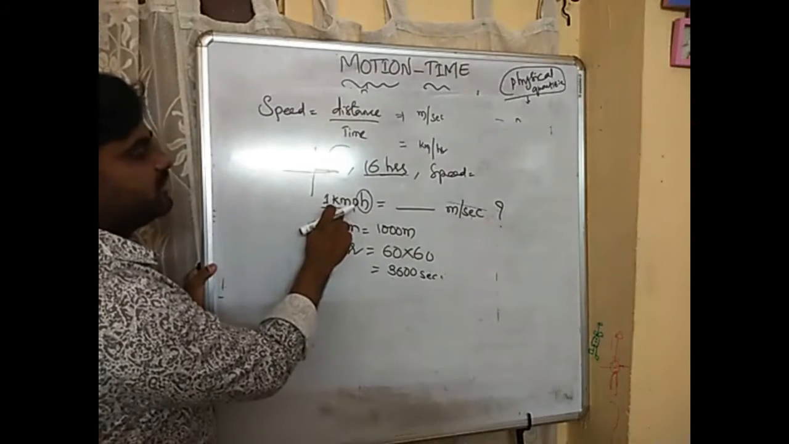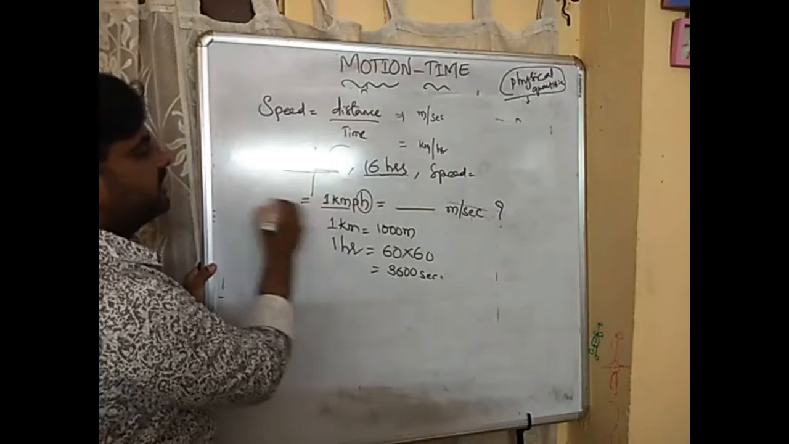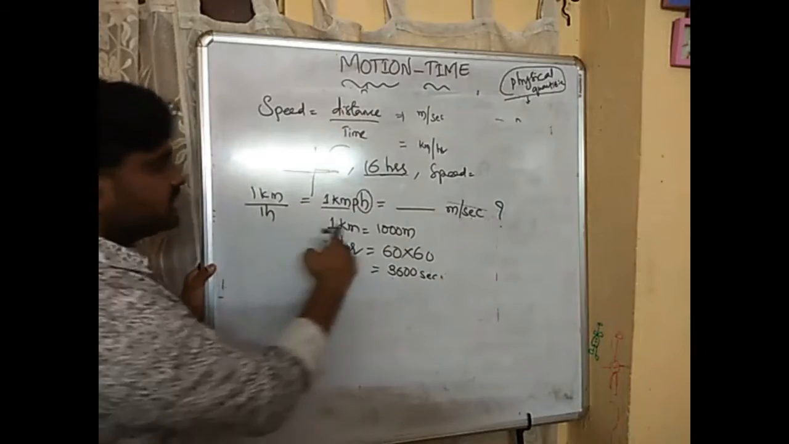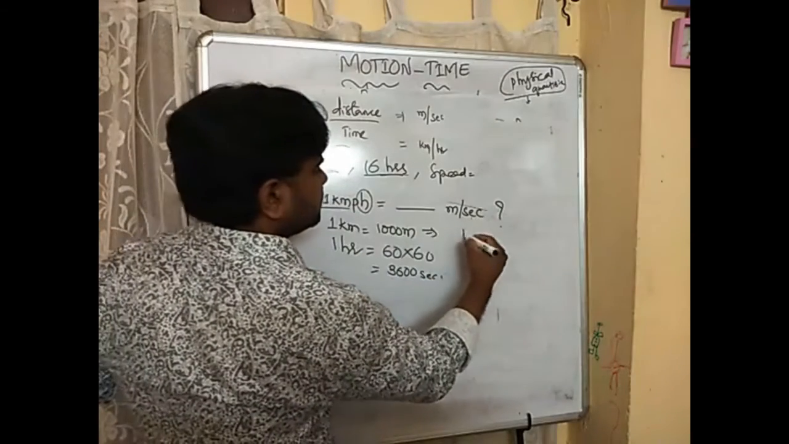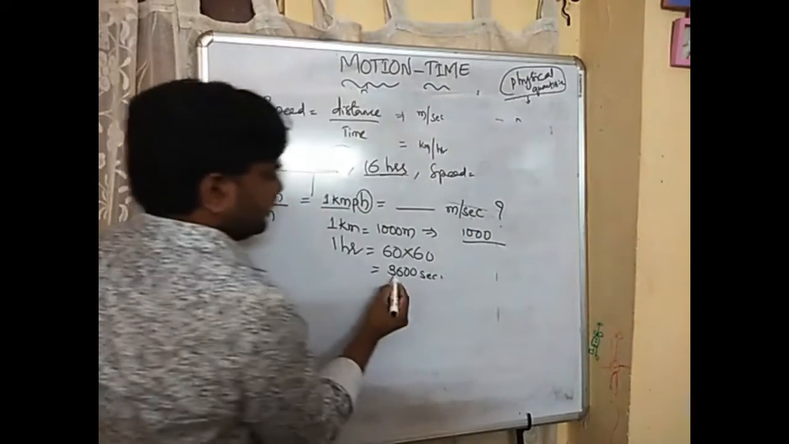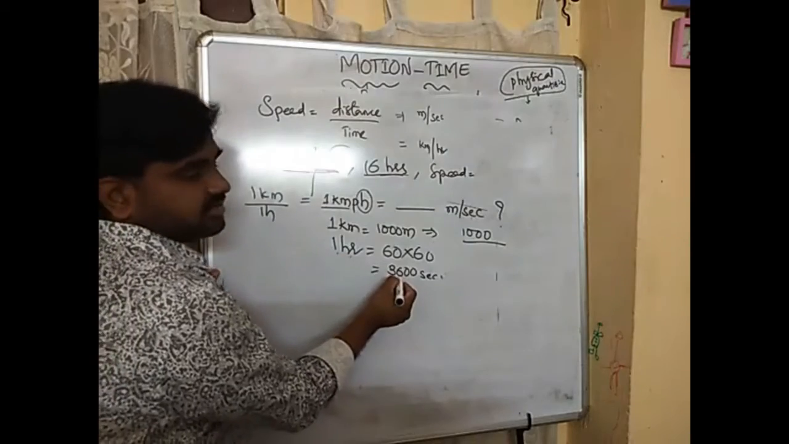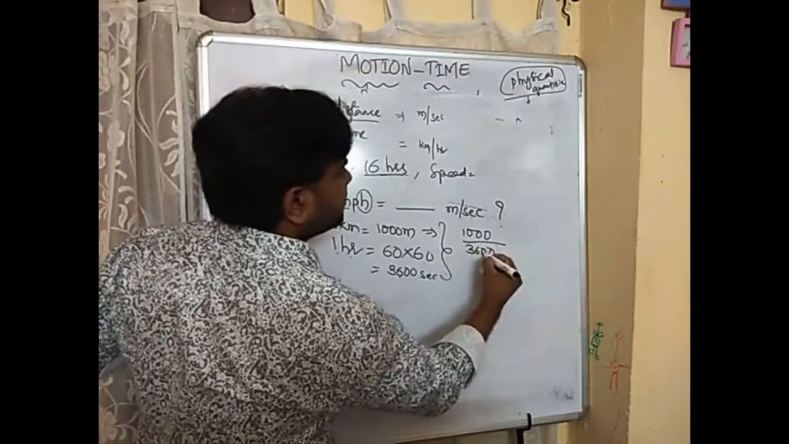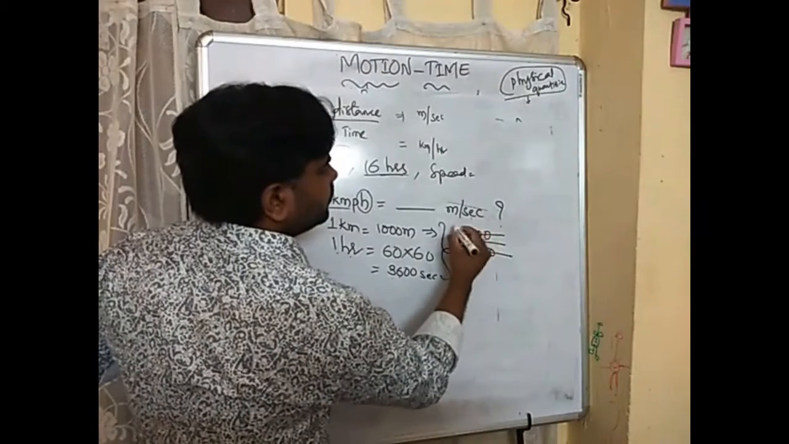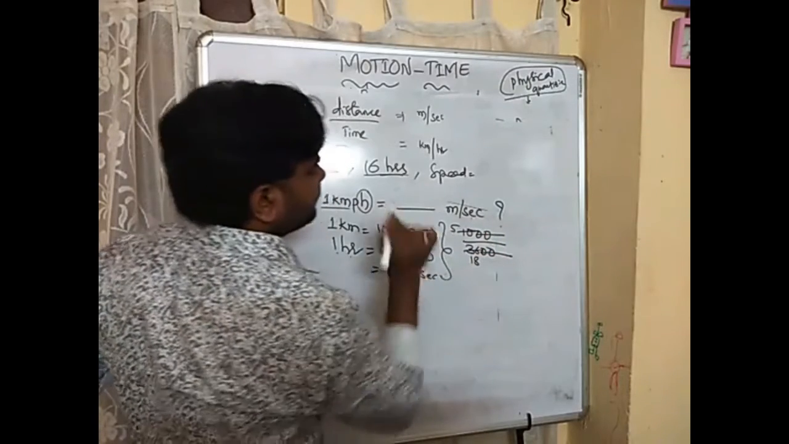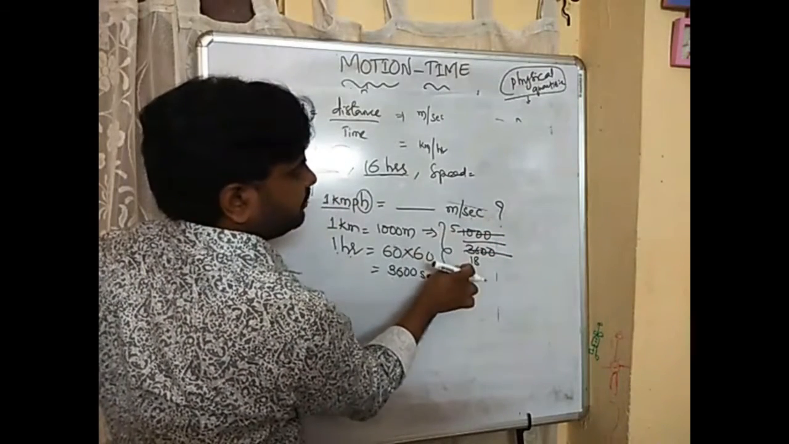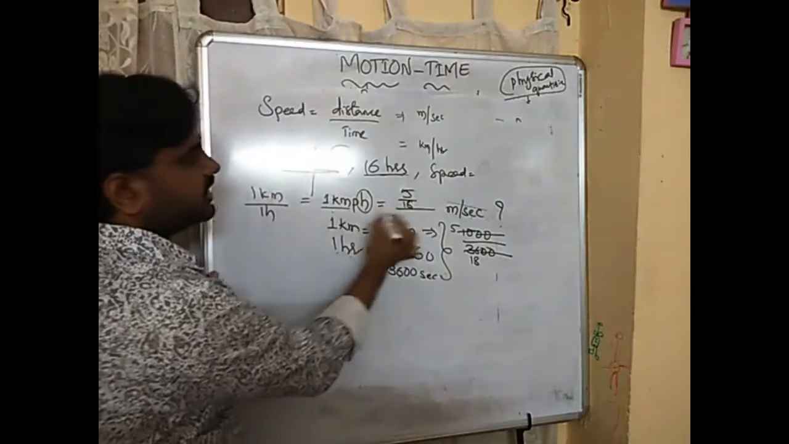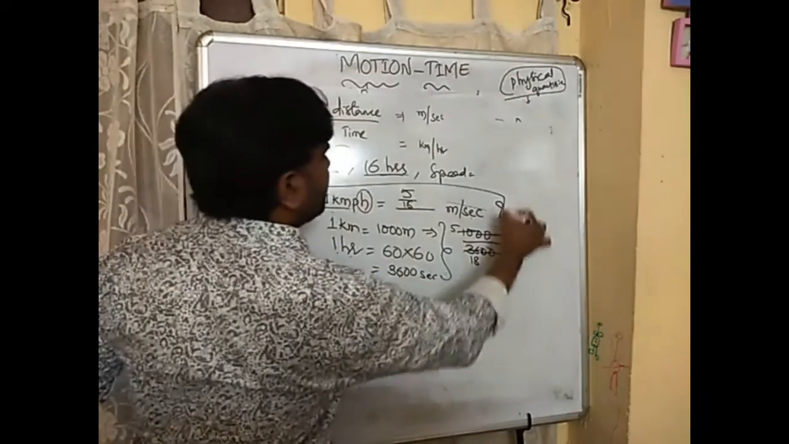According to the given statement, 1 kilometer per hour is 1000 divided by 3600 seconds. You just do simple mathematics here: two zeros cancel two zeros, then 2 fives and 2 eighteens. So what is the value that has come? 5 by 18. So 1 kilometer per hour is equal to 5 by 18 meters per second.